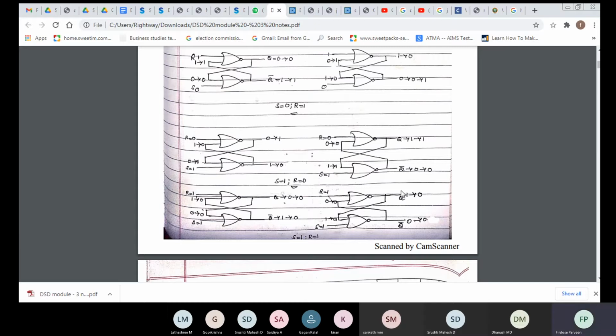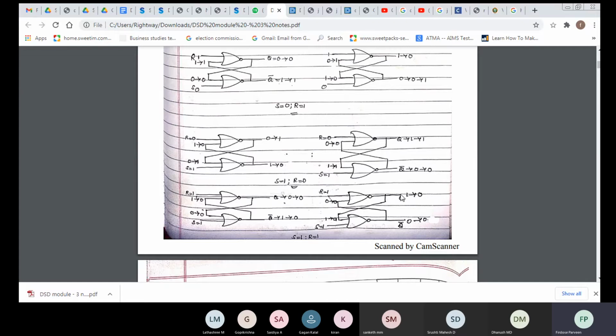Let us assume the previous state is 1 and this is 0. Here we have taken the previous state as 0, here we have taken the previous state as 1. If this is 1, so 1 1, what happens? It is 0. So this 0 comes here, it is 1 0 again. So 1 0 means 0.